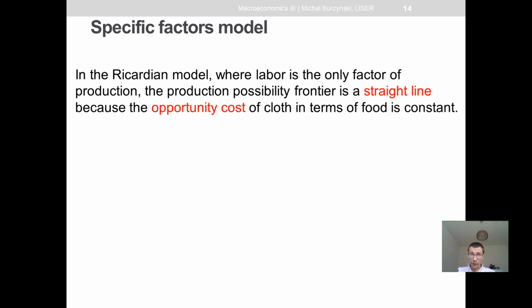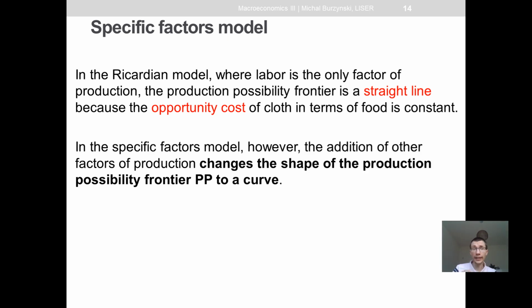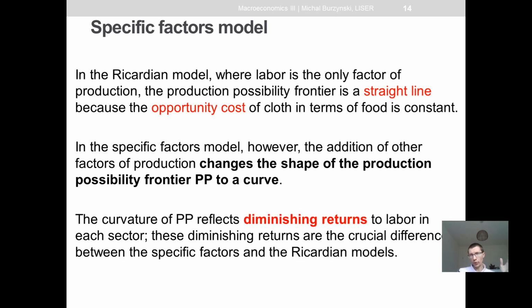So, as a small summary of what we have for the moment about the specific factors model. In the Ricardian model, labor was the only factor of production, and the production possibility frontier was a straight line because the opportunity cost of clothes in terms of food was constant, or any two goods, good X, good Y, good computer, and good banana. Now it is not the case in the specific factors model. We have a concave curve, and this is due to the diminishing returns to labor in both sectors. This simply means, in microeconomic terms, that the marginal rate of technical substitution between both inputs in both sectors is not constant. It was constant in the Ricardian model, so that we had a straight line there.